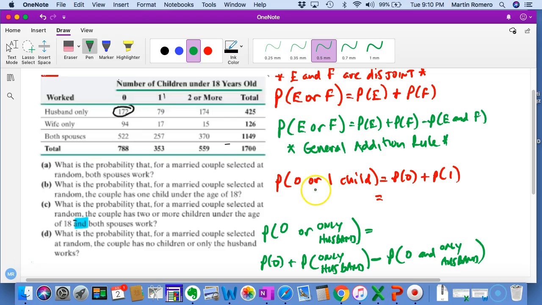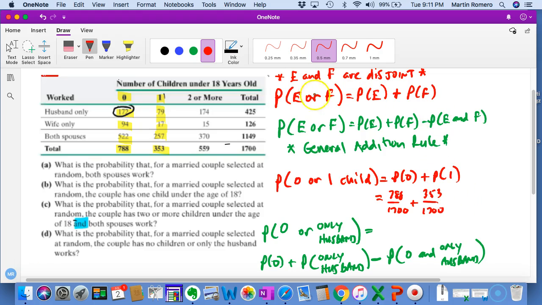And so there's an OR situation. And in this case, looking at, here is the 0, so there's 778 couples have 0 children, and then there is, if you look carefully, 353 couples. There is no overlap in that situation in terms of those two events, 0 or 1. So the probability of 0 or 1 child is the probability of 0 plus the probability of 1. The probability of 0 is 788 over 1700, which is my total, plus 353 over 1700.